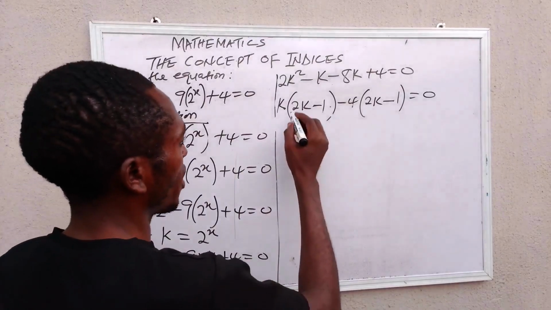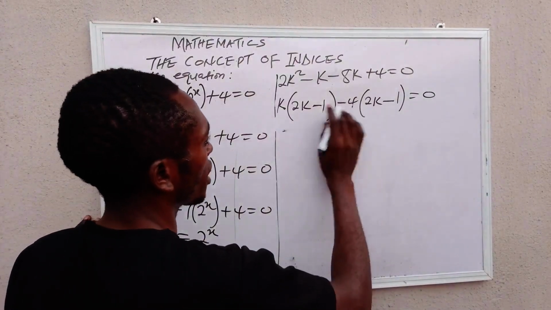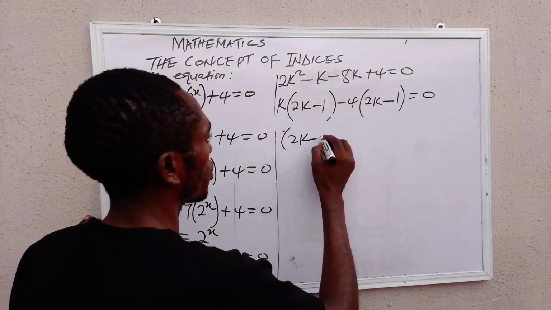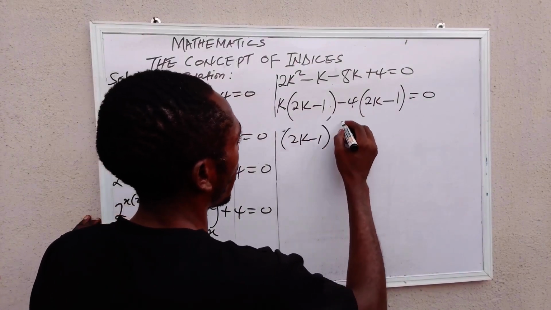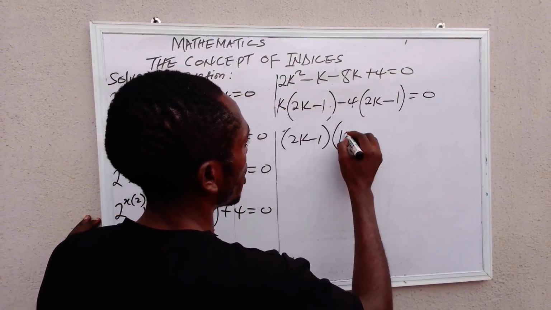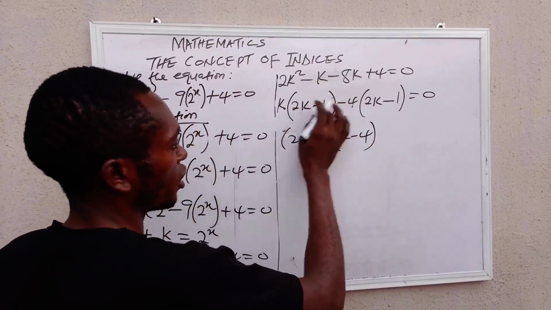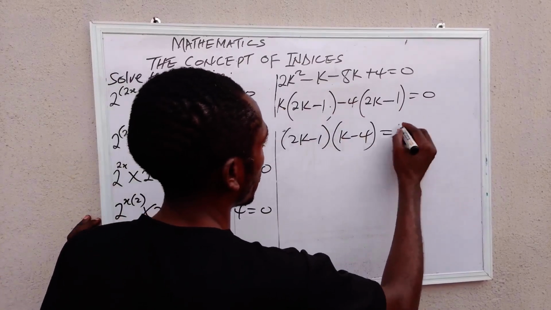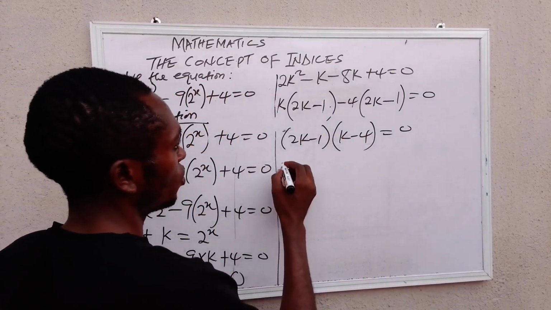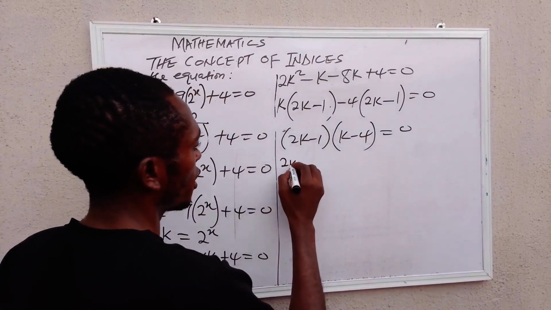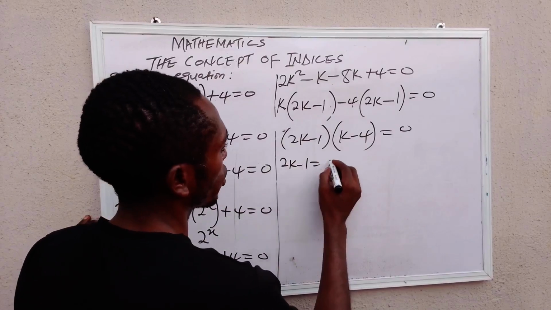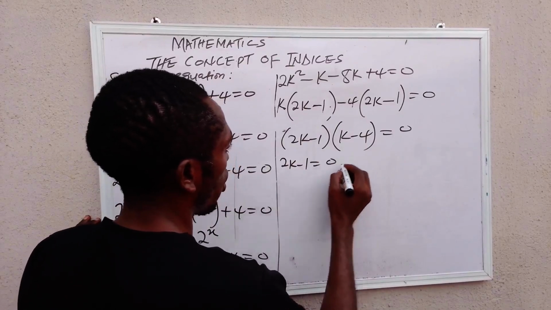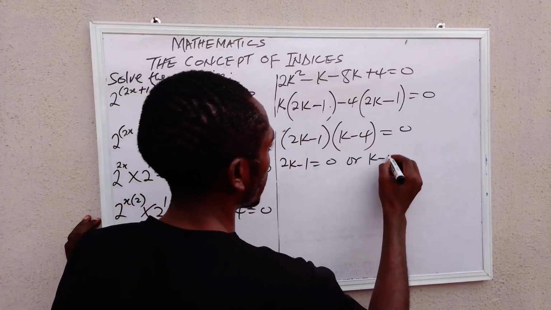So therefore we are going to have 2 brackets. We pick any of these brackets. So we can have 2k minus 1 open bracket, we have k minus 4. So pick any of this and pick this equals to 0. So we can have that 2k minus 1 is equals to 0, or k minus 4 equals to 0.